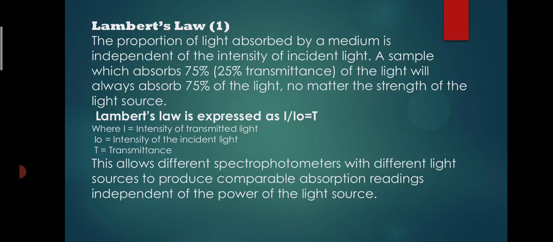Lambert's law is expressed as I divided by I naught is equal to T, where I is the intensity of transmitted light, I naught is the intensity of the incident light, and T is the transmittance. This also allows different spectrometers with different light sources to produce comparable absorption readings, independent of the power of the light source.